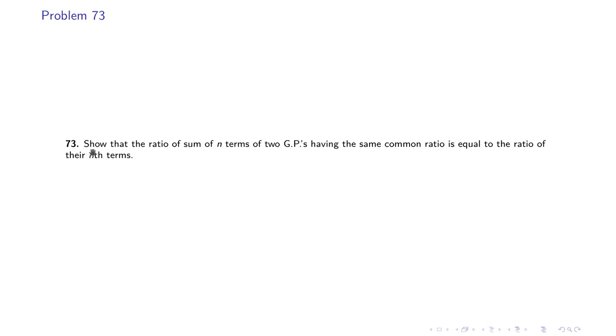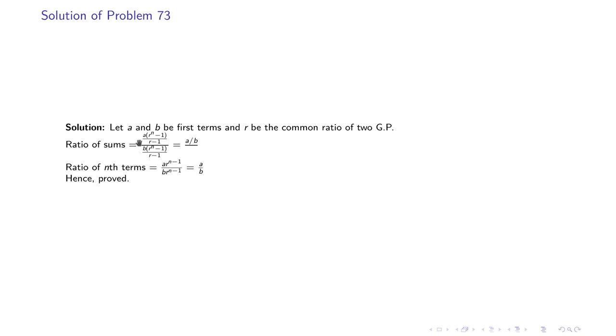Problem number 73 says that show that the ratio of sum of n terms of two GPs having the same common ratio is equal to the ratio of their nth terms. So we let A and B be the first terms and R be the common ratio of the two GPs. Now what is the ratio of sums? A into R to the power n minus 1 divided by R minus 1, divided by B into R to the power n minus 1 divided by R minus 1. So R minus 1 gets cancelled, R to the power n minus 1 gets cancelled, and the ratio would be A by B. The ratio of nth terms would be AR to the power n minus 1 divided by B into R to the power n minus 1, which is nothing but A by B. So now we have proved the required result.